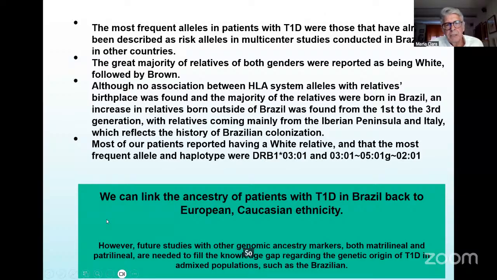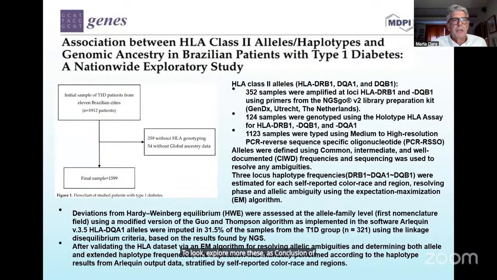So we can link the ancestry of patients with T1D, diabetes type 1, back to the European and Caucasian ethnicity. But we also have to explore this more, as a conclusion of this paper.